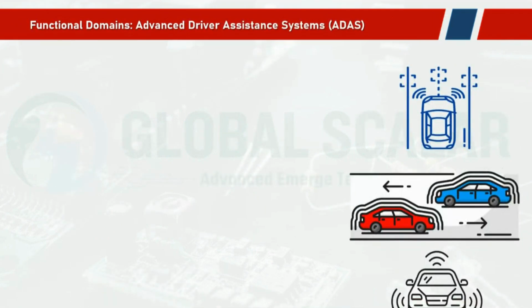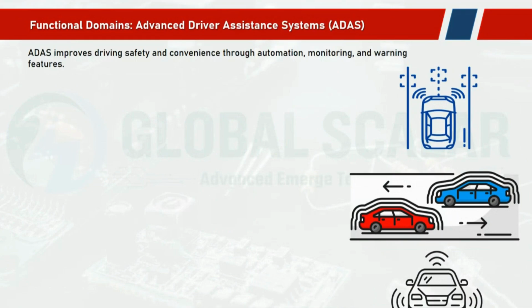And coming to the other functional domain, the advanced driver assistance system improves driving safety and convenience through automation, monitoring, and warning features. Mainly, the software for safety systems like lane keeping assist, adaptive cruise control, automatic emergency braking, parking assist, and autonomous driving features. And here the sensors are radar, lidar, camera, and ultrasonic sensors, used for automatic parking, collision avoidance, and emergency braking.